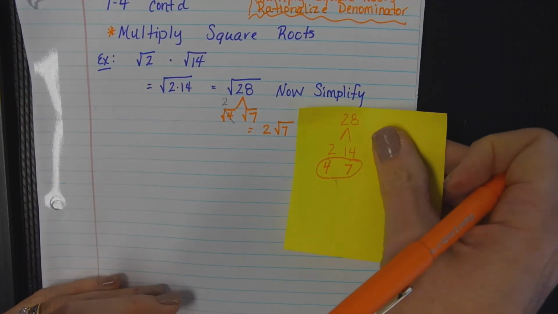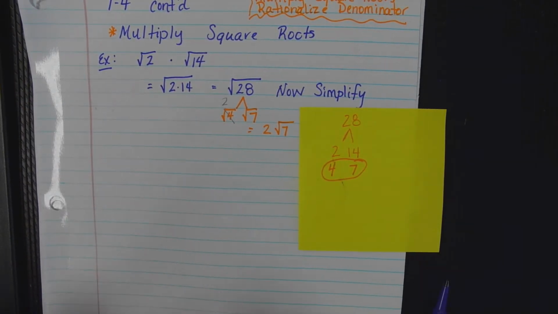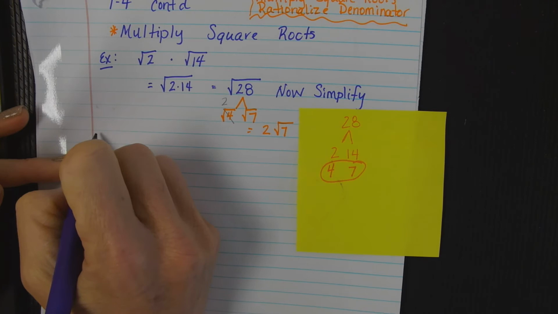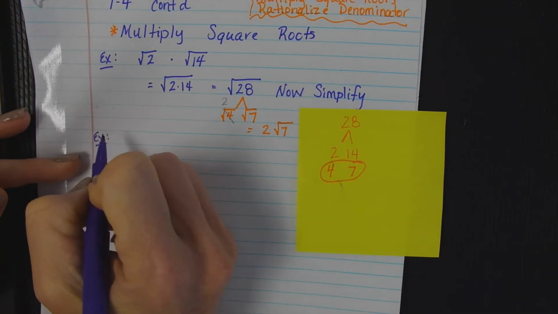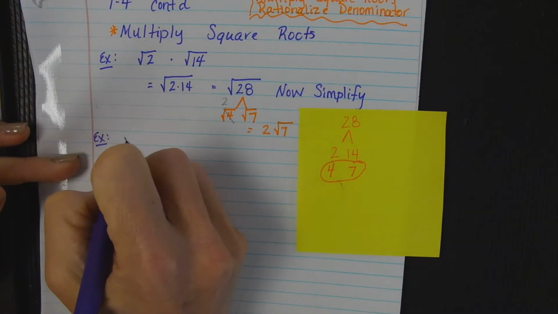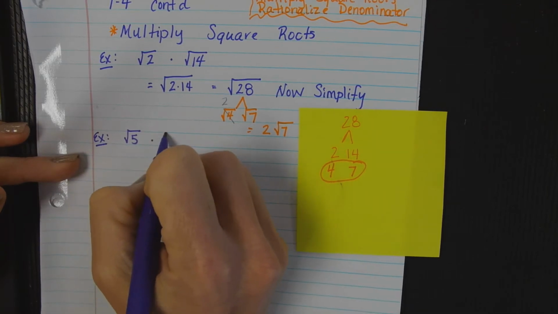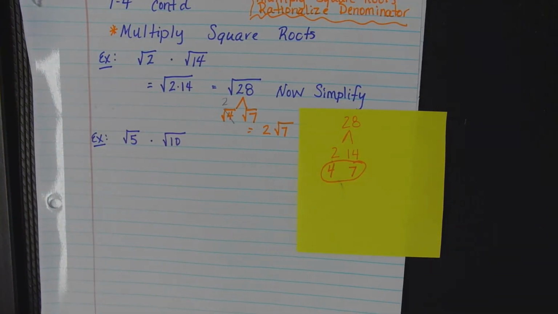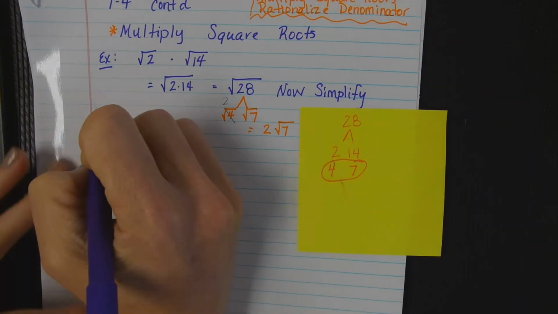I'm going to move this over here. I want you to do one by yourself. Square root of 5 times square root of 10. Directions simply say multiply.